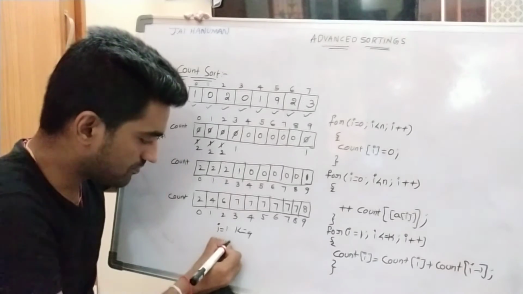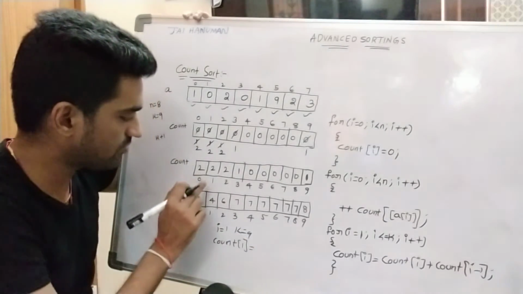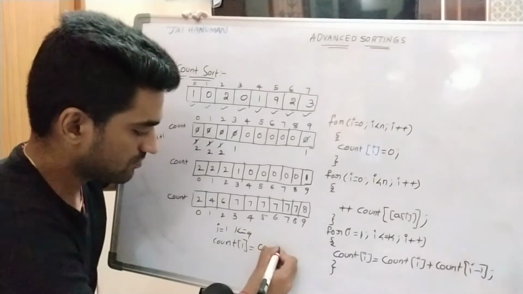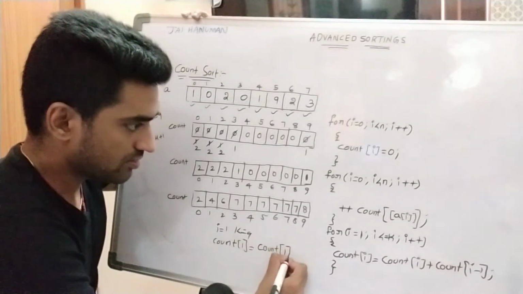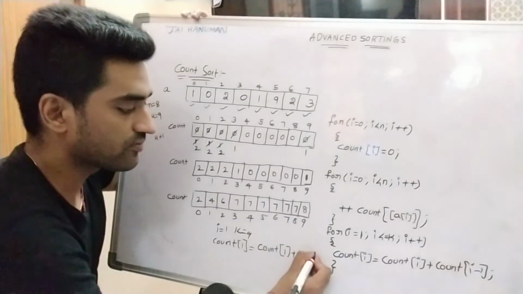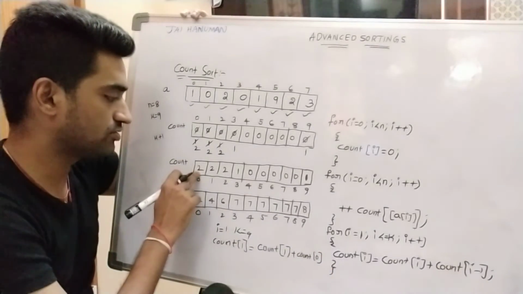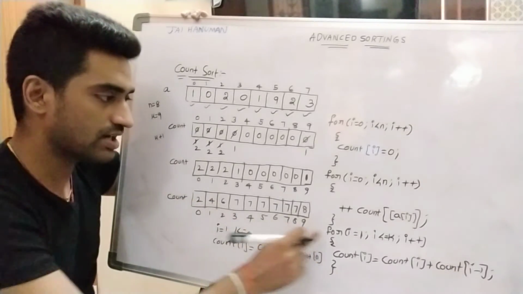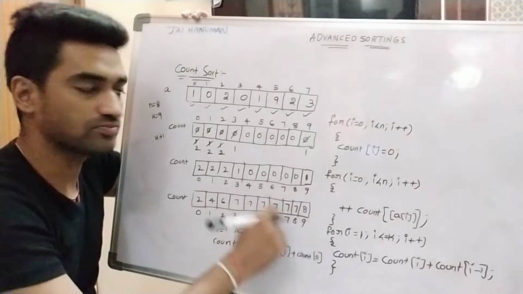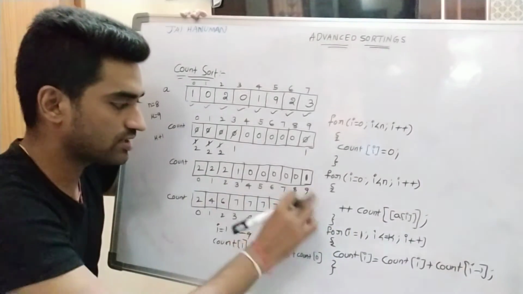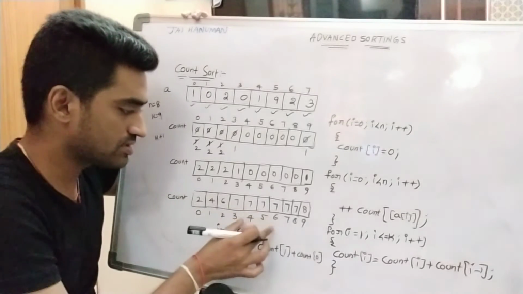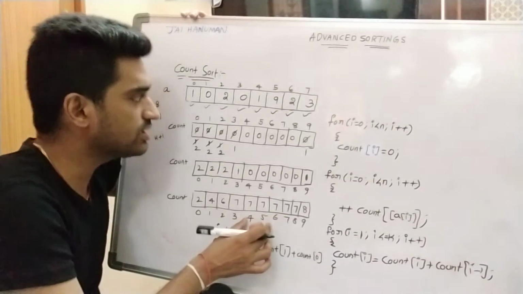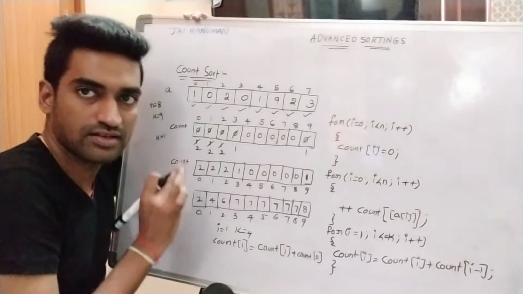So count of 1 is equal to count of 1 plus count of i minus 1. 1 minus 1 is 0. So what is the count of 0 value? 2. So 2 plus 2, 4. This process continues until the i value reaches the k value. So we can update the entire array, right? So this is the newly updated array. Based on this updated array, we can sort all the elements in the array A.